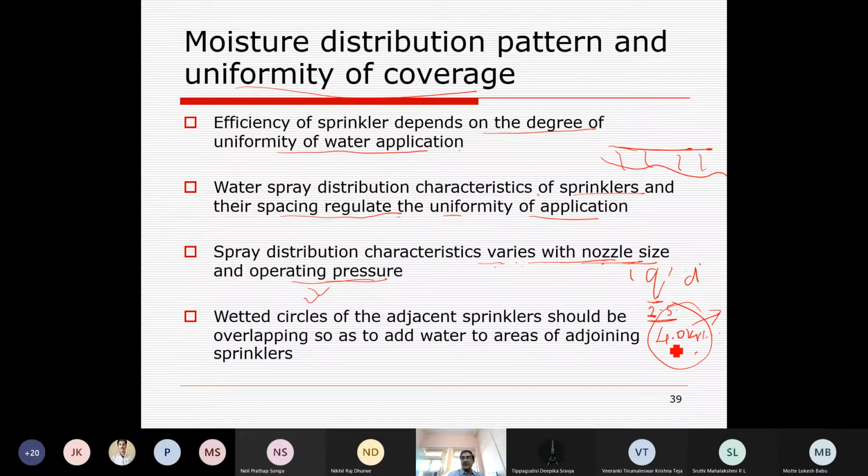So always we need to take care about operating pressure. Suppose it is rated for 2.5, it should not run with more than a 10% variation, not more than say 2.75 or 3 kg per centimeter square, because otherwise it will change the uniformity of the system. Wetted circles of adjacent sprinklers should overlap so as to add water to areas of the adjoining sprinkler, that is basically overlapping of the system. We need to decide what the overlapping should be. Generally 40% to 50% we allow, or in excess cases 60% overlapping as well.